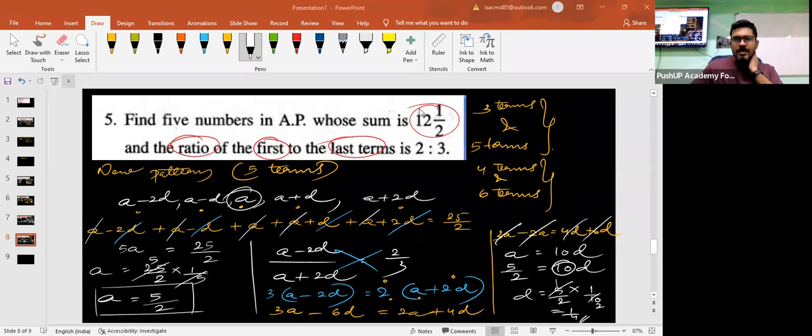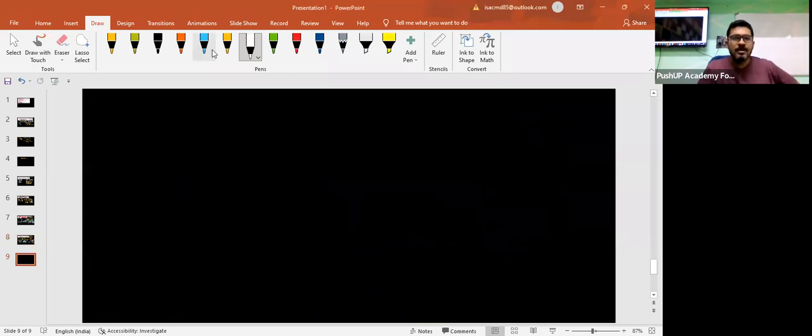Should we simplify the fraction? Yes, Kate, we should simplify the fraction. How much did you get, Sachin? What are the 5 terms of the sequence? You got a is equal to 5 by 2, d is equal to 1 by 4. Now you have to substitute into the general pattern. That is a minus 2d, a minus d, a, a plus d and a plus 2d.